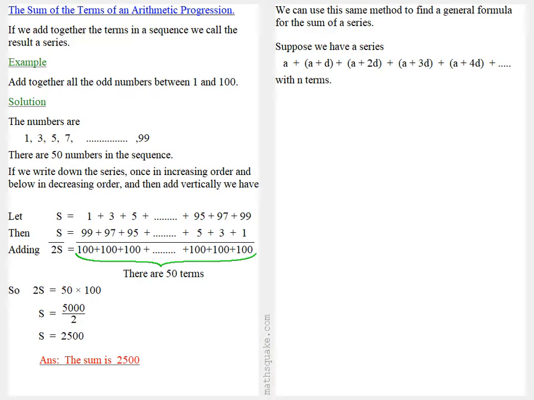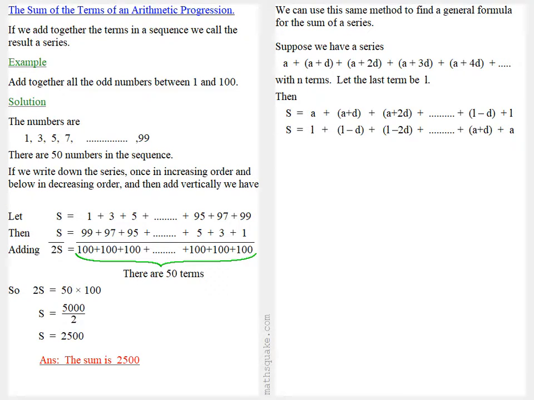Suppose we have a series a plus (a plus d) plus (a plus 2d) plus (a plus 3d) and so on with n terms. Let the last term be L. Then the sum of all the terms is a plus (a plus d) plus (a plus 2d) and so on till we get to (L minus d) plus L. Now we can write that formula in reverse. So S is equal to L plus (L minus d) plus (L minus 2d) and so on till we get to (a plus d) plus a.